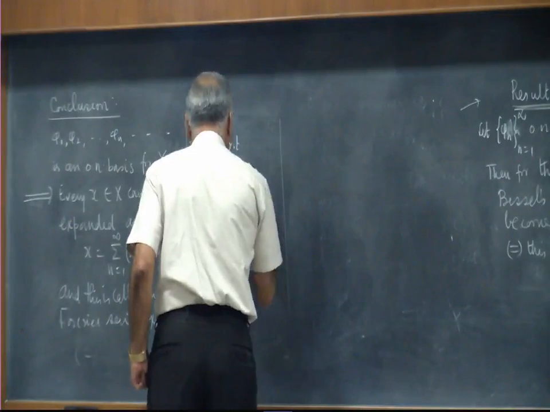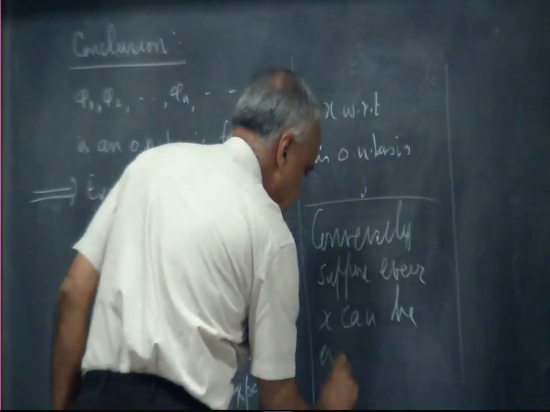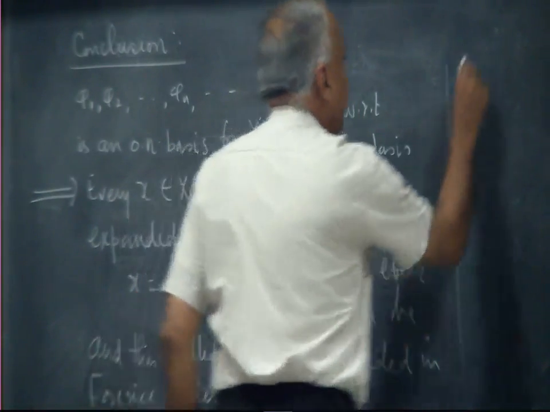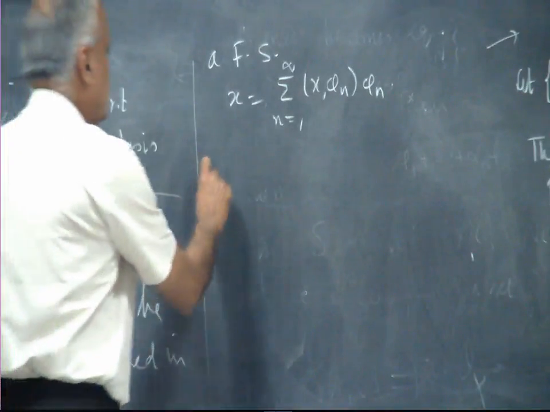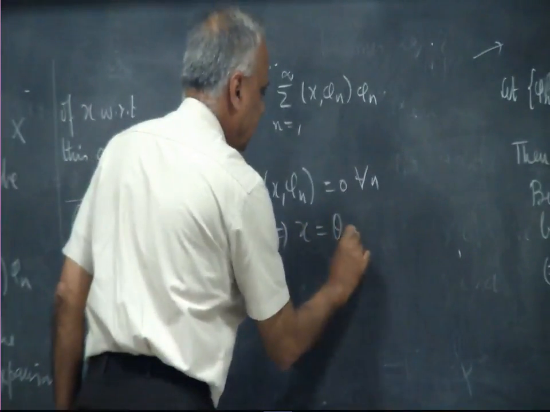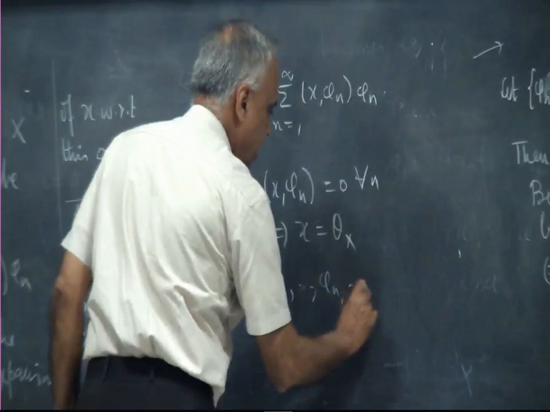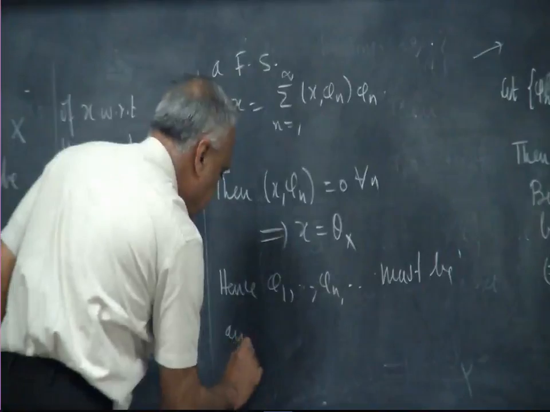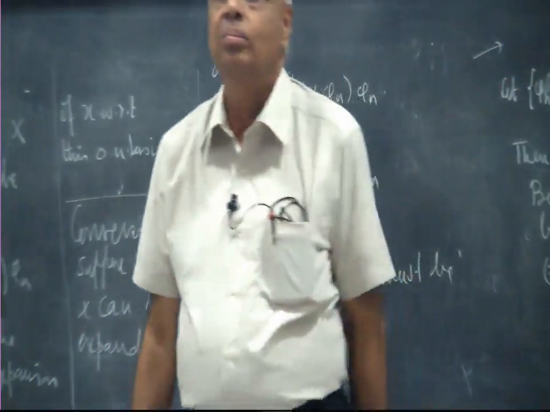Okay, so conversely, suppose every x can be expanded in a Fourier series, x is equal to summation n equal to 1 to infinity of <x, phi n> phi n. Suppose we can do this, then <x, phi n> equal to 0 for every n implies x is equal to theta, and hence phi 1, phi 2, phi n, etc. must be an orthonormal basis, because that is the definition of an orthonormal basis. The definition for an orthonormal basis is that when somebody is orthogonal to all of them, he must be 0.